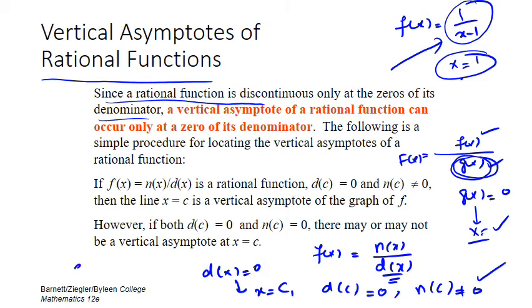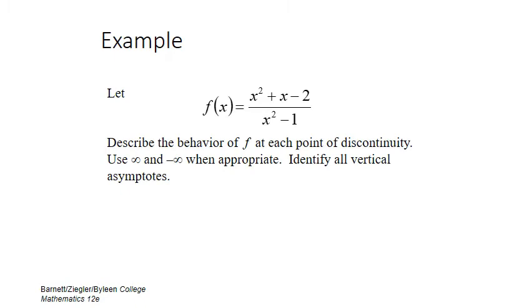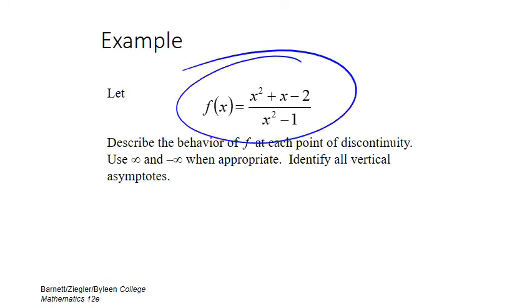But if d of c is 0 and n of c is also 0, then we say that a vertical asymptote does not exist. Then there may or may not be a limit. So there are chances that the limit exists at that point, so we will find that limit. It will be more clear when we solve a simple example. For example, I try to solve this example.